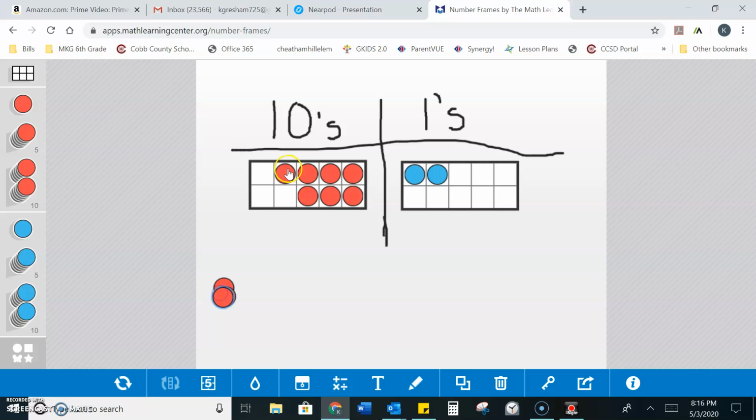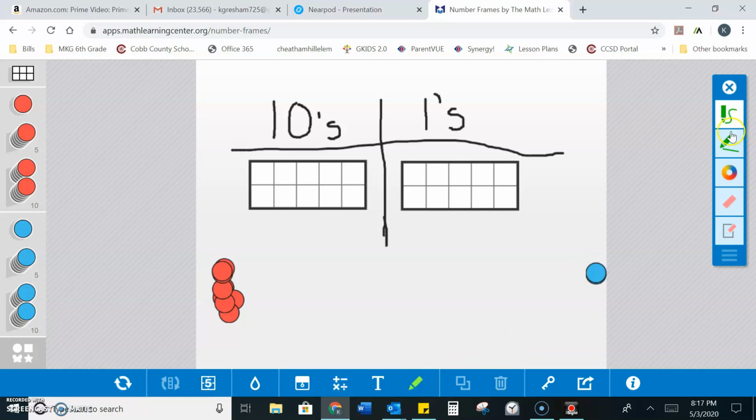So we're just going to quickly take these out. And remember, when we're breaking apart teen numbers, it's a number that starts with a 1, which means it has one group of 10 and some extra ones. So let's do another number.